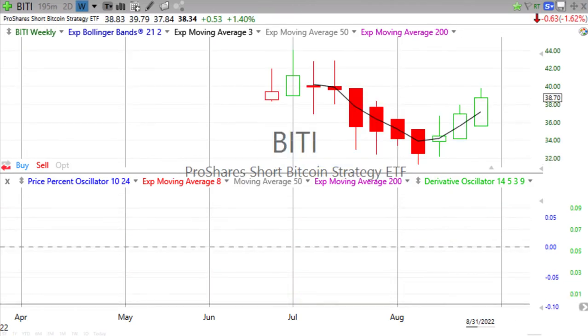Now here's an interesting one, and again, thanks go out to the Patreon supporter that turned me onto this. It just hit the marketplace back in June. This is a short Bitcoin strategy fund. It actually goes up when Bitcoin goes down, and it's not thousands of dollars. So something fun you might want to trade.